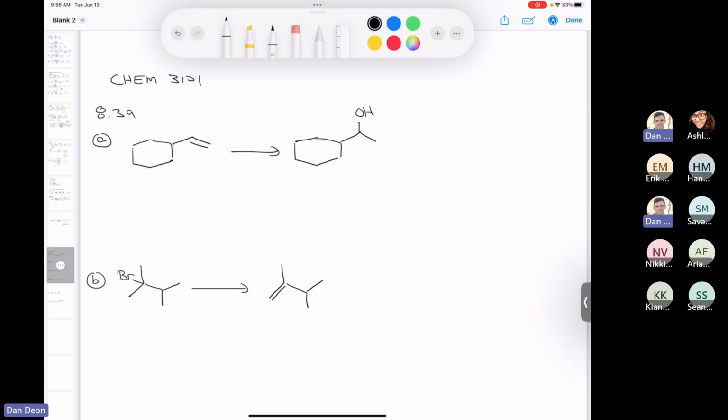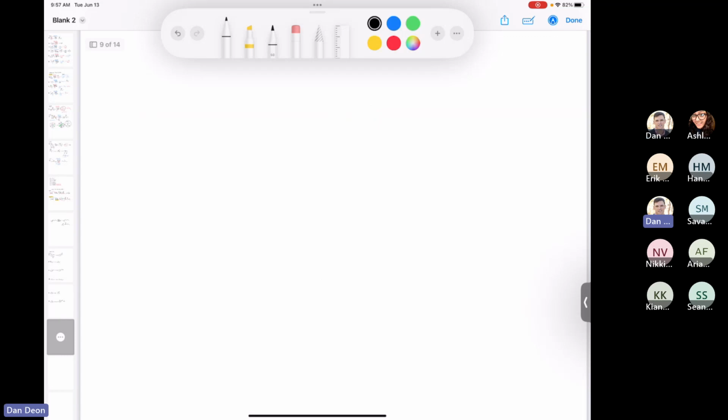Because we're adding H2O. Could anybody tell me, is this Markovnikov or anti-Markovnikov? So this is Markovnikov, isn't it? So this is a Markovnikov addition. And for Markovnikov addition, you might be thinking, well, I'll just use H3O plus, right? So let me just write an abridged version of the mechanism here.